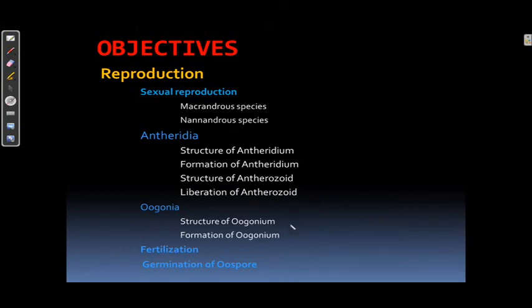Then you will know about the structure and formation of oogonium, which is the female gametangium. Then how fertilization occurs between the male and female gamete that leads to the formation of zygote or oospore, and how oospore forms the new plant.